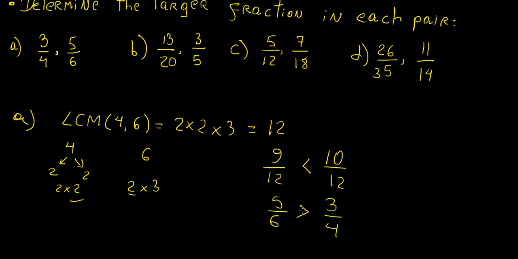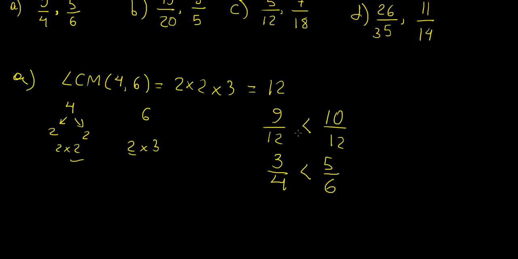I should have probably written it the other way around because this might confuse you a little bit. So let me just do it that way. So this one is the 3 on 4 fraction, and then this one is the 5 on 6. So 5 on 6 is the larger one. Okay, so that's pretty much that one done. Let's do question B.